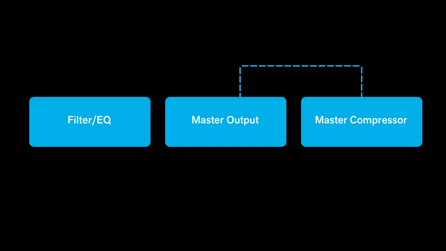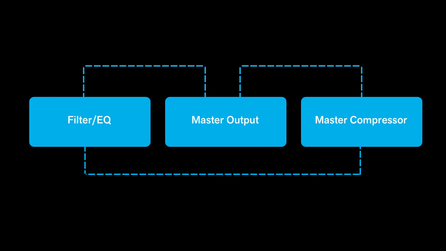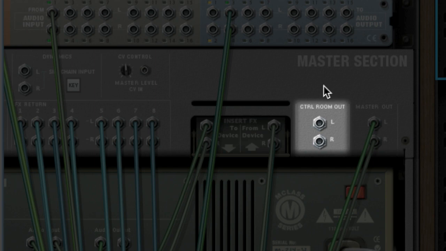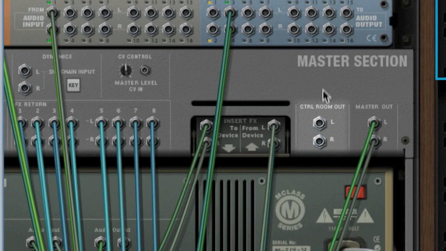So the way that we wire this up is by taking a separate feed off of the master section, running it through the EQ or filter, and then running that output from the EQ or filter into the sidechain input of the master bus compressor. And we just so happen to have the perfect signal to tap off of the master section, and that's the control room output, because by default, the control room output is using the same master signal that the master output is using.